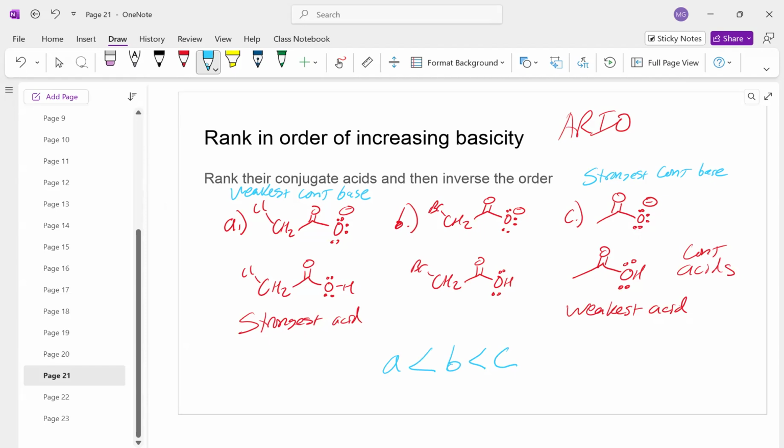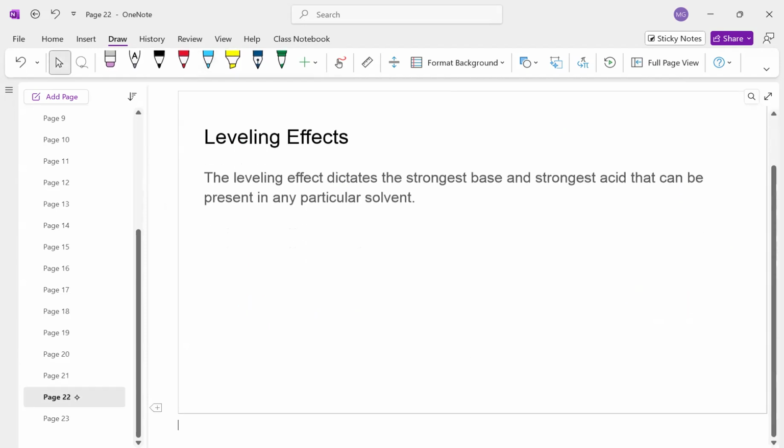Now, the last thing we're going to take a look at is some side effects to acid-base chemistry that we don't really talk about in GChem, but it's important to know for organic chemistry, especially when it comes to doing acid-base reactions. The first thing I want to look at is what's called the leveling effect. This occurs when you're doing a reaction and you have your reactants dissolved in a particular solvent.